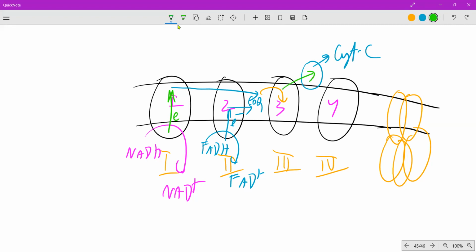So from here it comes here. And cytochrome C is the one which will give to complex 4. And this is the one which will now give to oxygen. Plus we have 2 protons and we get a molecule of water. So look at the series here.